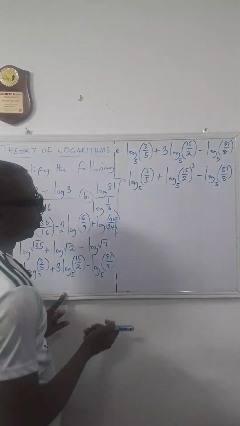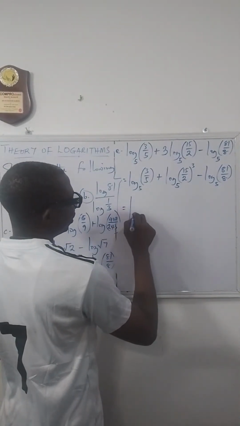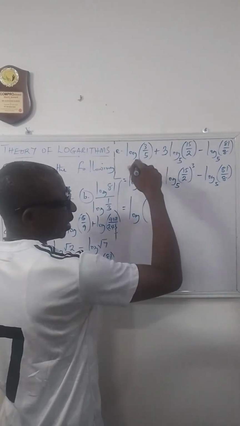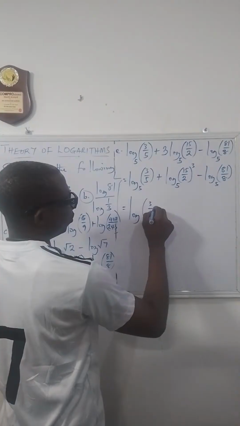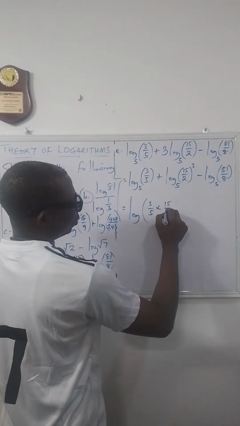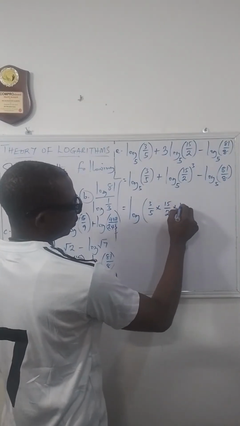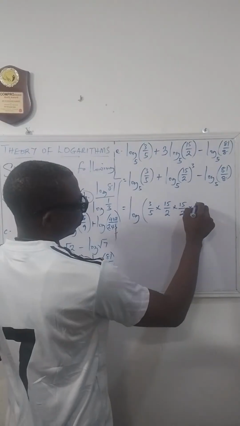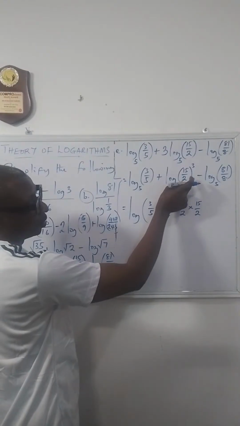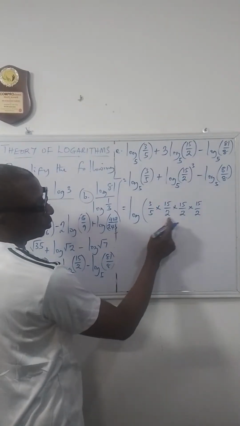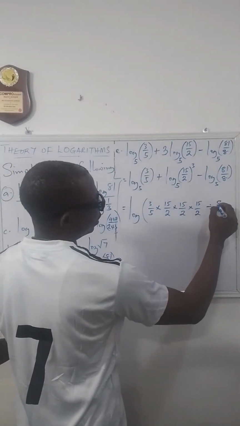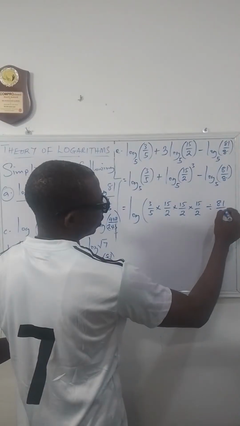All right, so we can now apply. So we have logarithm of, so when we are adding, it implies multiplication. So we have 3 over 5 times this, 15 over 2 raised to the power of 3. So I can write that as 15 times 2. Since it is 15 over 2 raised to the power of 3, you can write it this way. So it's still the same thing. So divided by 81 over 8.